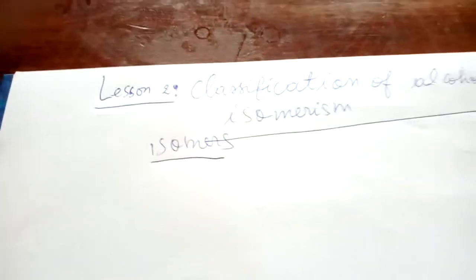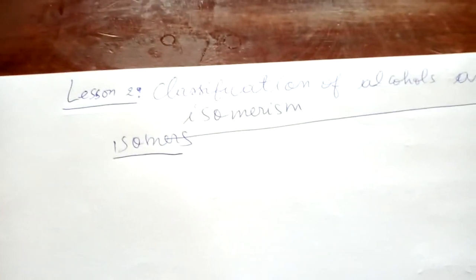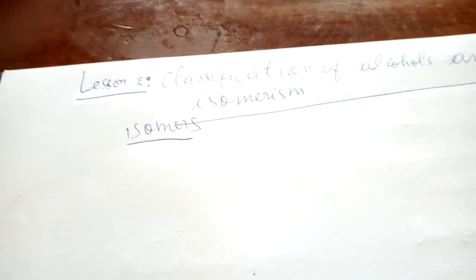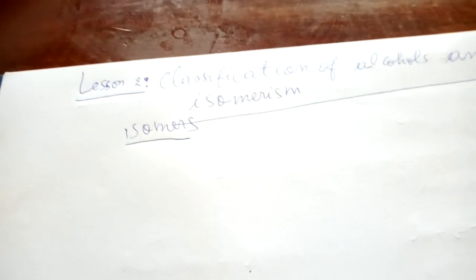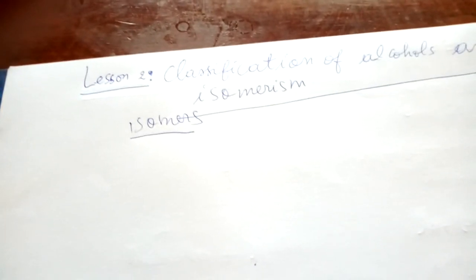Lesson 2. Classification of alcohols and isomerism. When we say the term isomers, we mean compounds with the same molecular or chemical formula but different structural formulas.